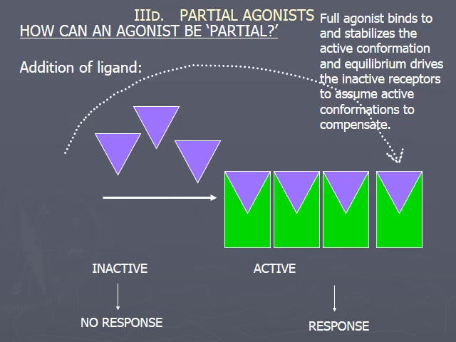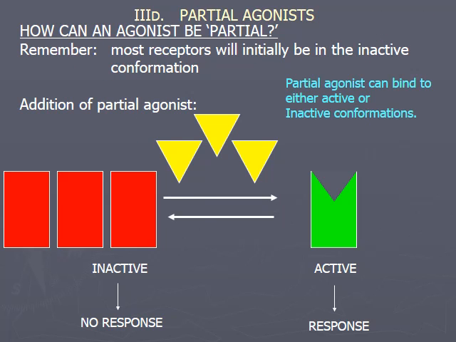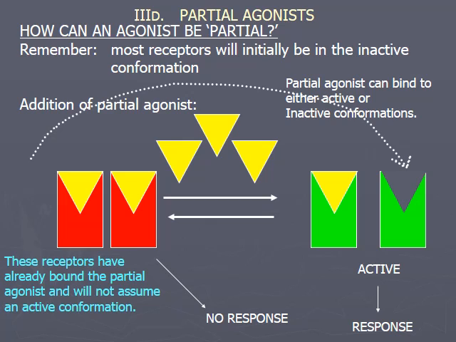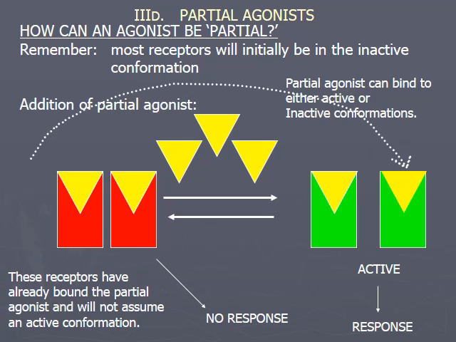If you buy that, then a partial agonist has affinity for both types of receptors, the inactive conformation and the active conformation. So while a partial agonist, the yellow triangle, can bind to this active conformation and stabilize it, it can also bind to the inactive conformation and stabilize it. So you're never going to be able to get a full response because partial agonists can go both ways. Right? So your response will always be less than full because some of the receptors that get bound and stabilized are inactive.